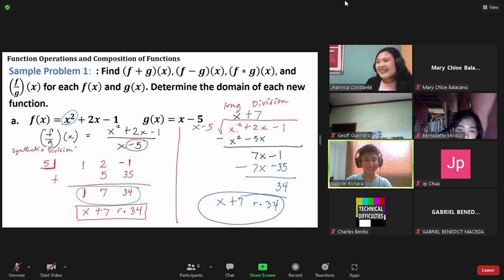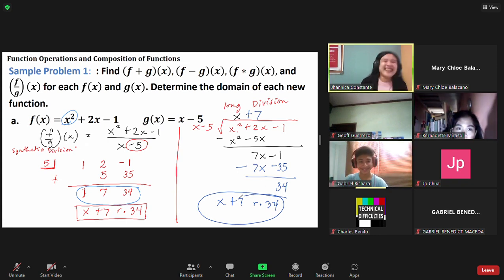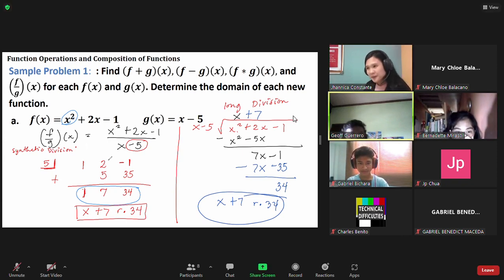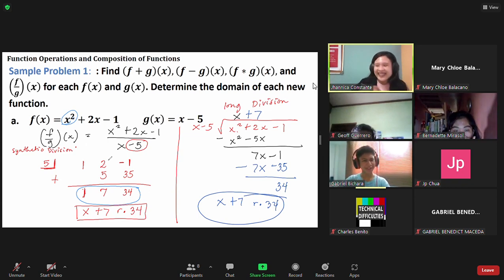Okay, let's master synthetic division. Okay, for this example, can I clear the screen? Yes po. Would you explain what you just did with synthetic division? Very good. Good job.